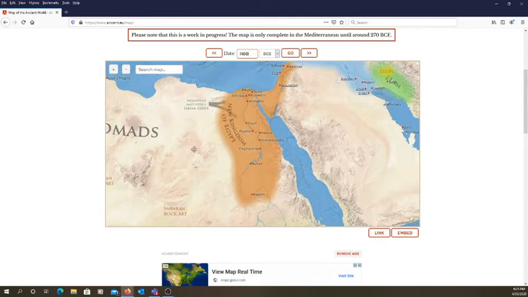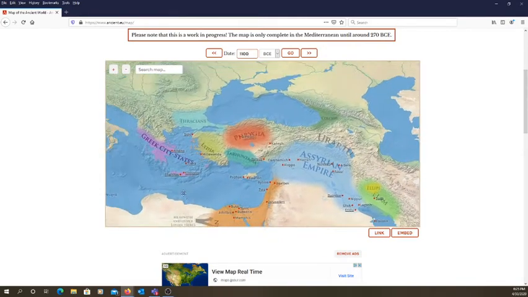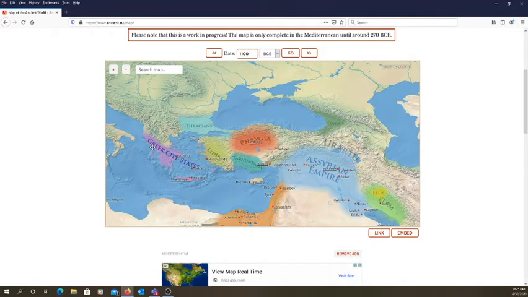At the same time, other tribes from Libya are starting to push into Egypt. The Middle Kingdom is on its way down. The Greek city-states have popped up at 1100 BC. So this is where we started our study of Greece. They've all popped up. The Thracians are there.